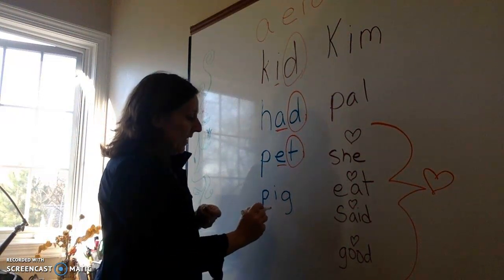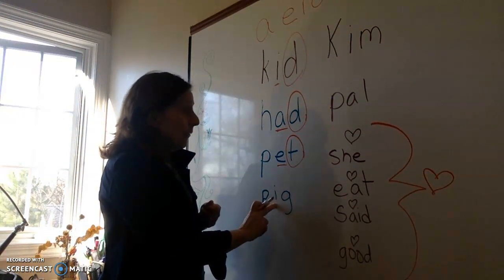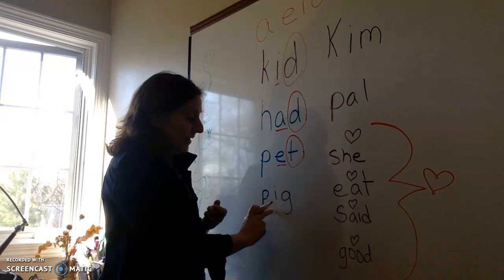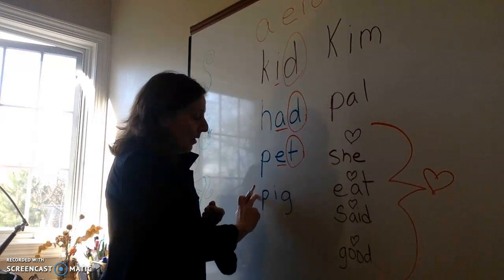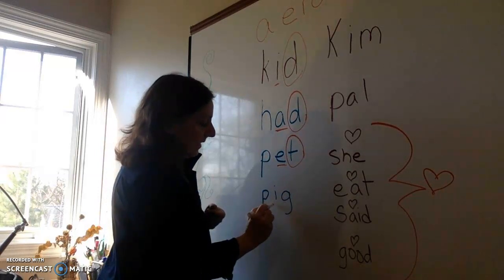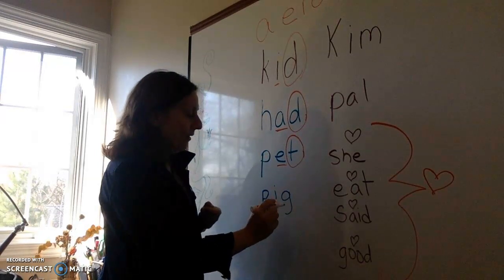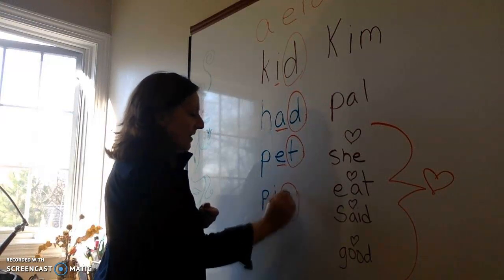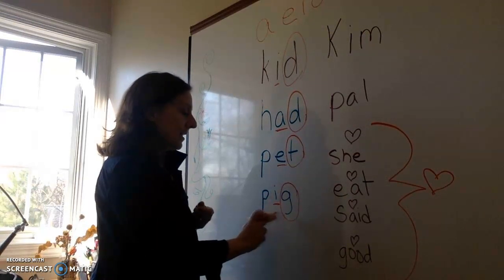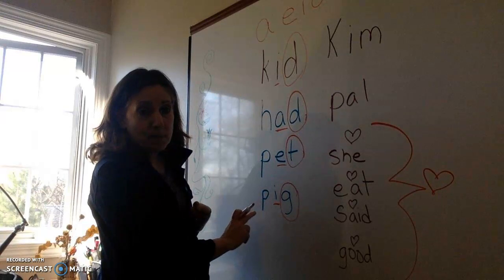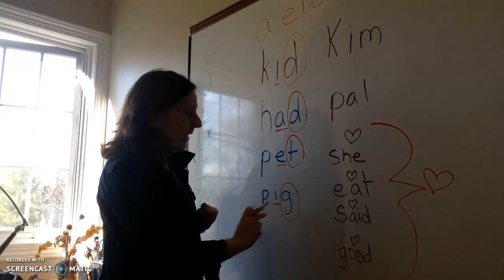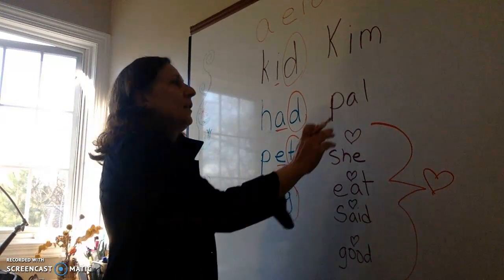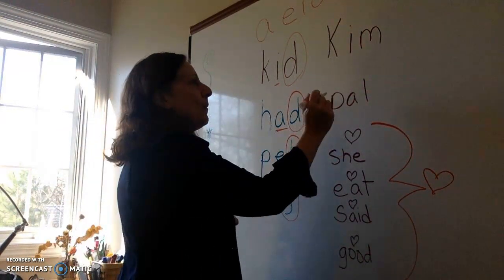Here we go. Because we know it's short, because it's a consonant, vowel, consonant, and it's a closed syllable, we know that it's going to say i. So I'm underlining the vowel, circling the last sound. That says g. The first sound we know is p, i, g, pig. All right, we have two more to go and we're almost done.